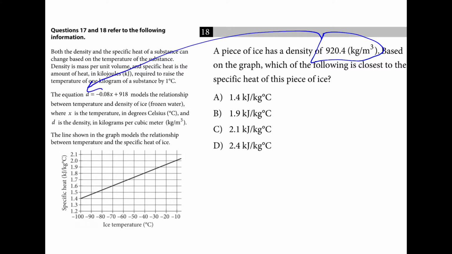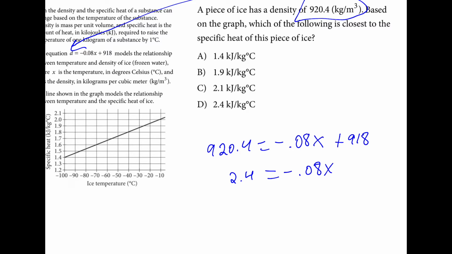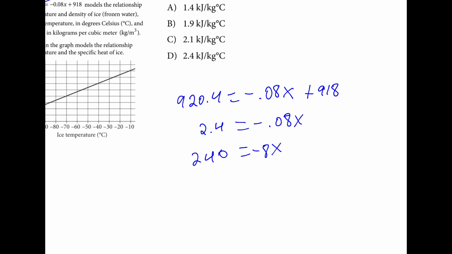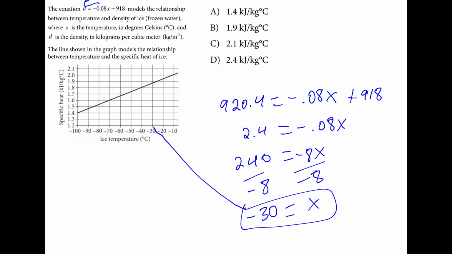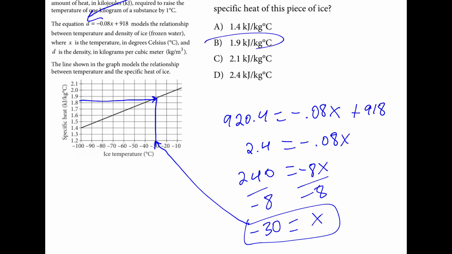A piece of ice has a density of 920.4. If I plug that in over here for D, density, which is not really featured in the graph, I can solve this equation. First I'll subtract 918 from both sides. Then I'll multiply everything by 100, just to get rid of the decimals. Then I'm going to divide by -8, and x is going to be -30. I can plug this in and follow my line up and over to find the answer, which is going to be really close to 1.9.